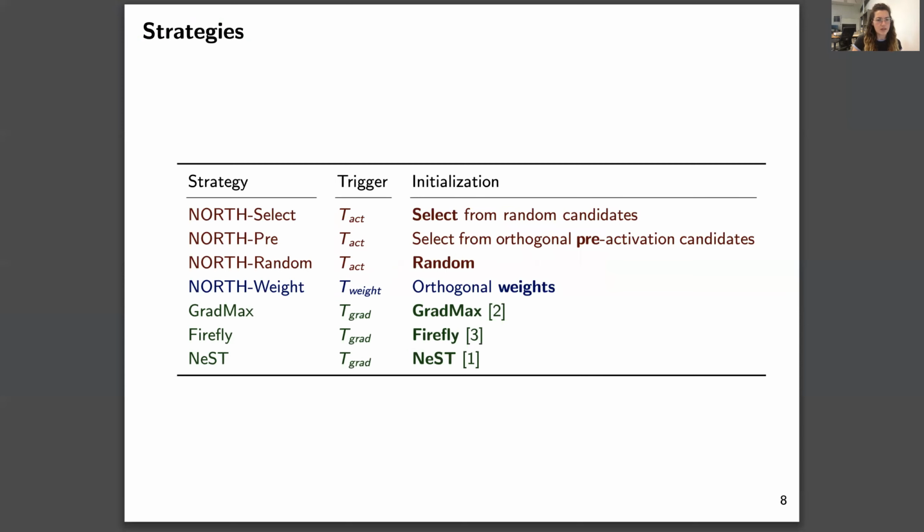Our NORTH-Star strategies based on neural orthogonality consist of activation and weight-based strategies. The main activation-based strategies are NORTH-Select, which selects orthogonal neurons from random candidates, and NORTH-Pre, which selects orthogonal neurons from candidates that maximize orthogonal preactivations in the multi-layer perceptron case. These are compared to NORTH-Random, a baseline which uses a random initialization strategy. NORTH-Weight is the weight-based orthogonality strategy. GradMax, Firefly, and NeST from previous works are re-implemented as initializations within a network and paired with the gradient-based trigger.